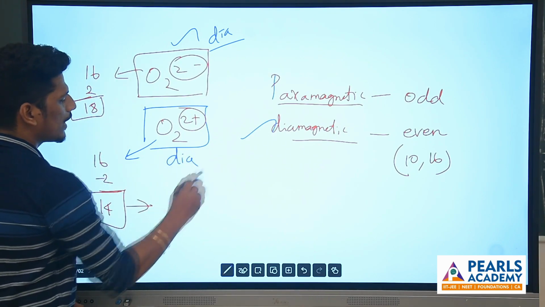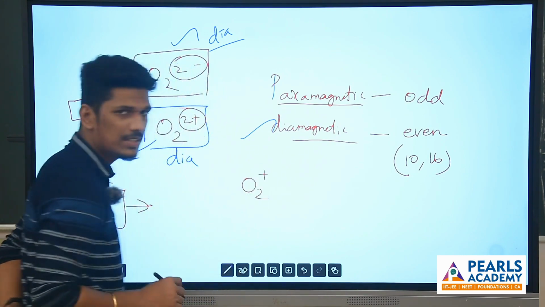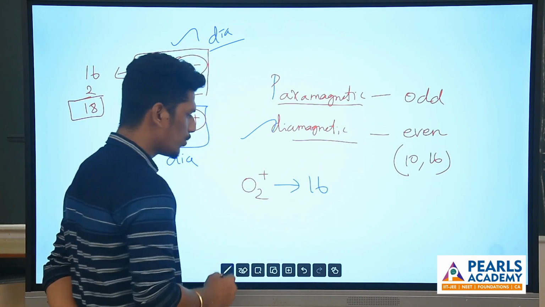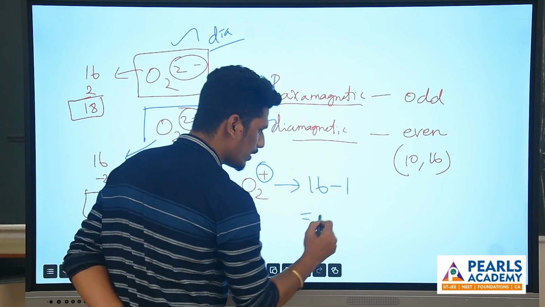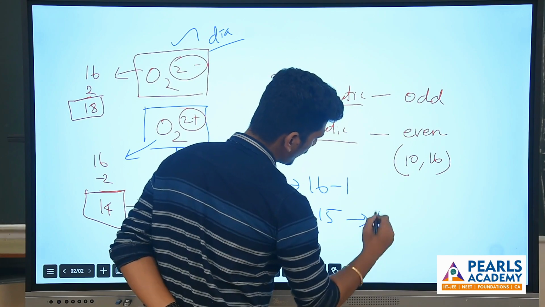And what is O2 plus? O2 plus is nothing but usually the O2 molecule is going to have 16 electrons. Plus means 1 electron lost, so it is 15, which is an odd number, and it is paramagnetic.